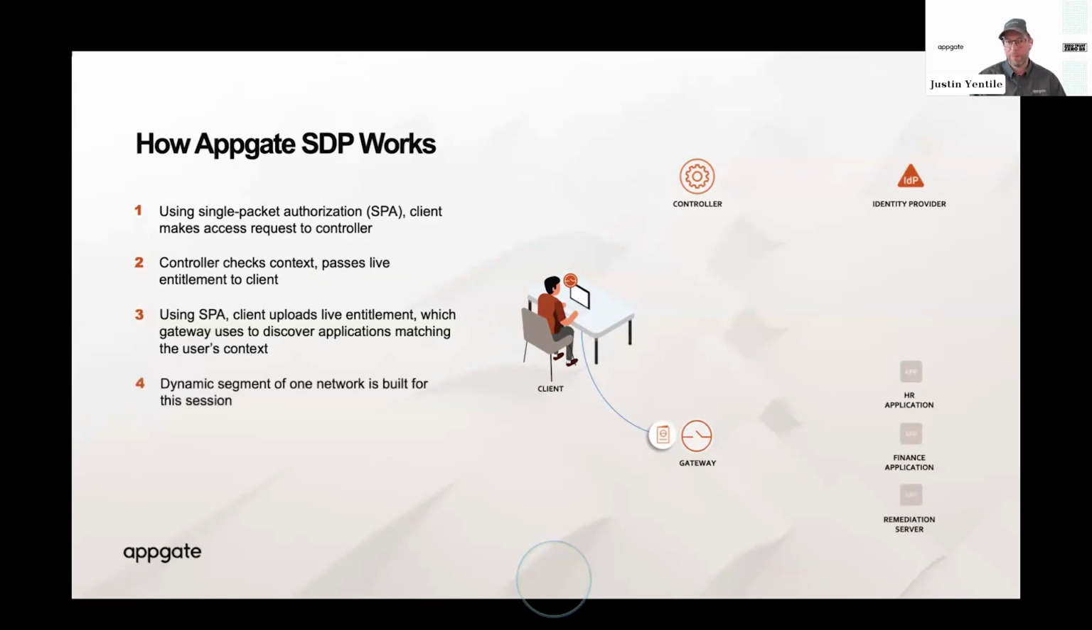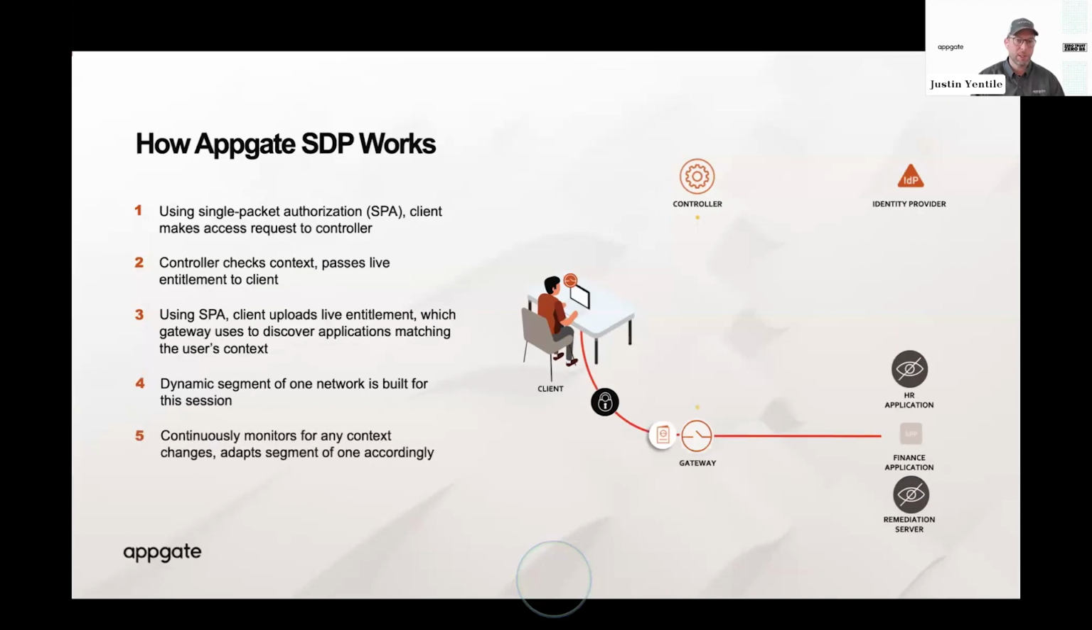And then ultimately a dynamic segment of one is built where the traffic is encrypted from the client to the gateway, and the user is allowed to access only the protected application to which he or she is entitled, while all of the other applications remain completely invisible in accordance with the principle of least privilege. Throughout the duration of the session, Appgate will also continuously monitor for any change in context, and if necessary, it can dynamically adapt the segment of one. So we can dynamically revoke access and even redirect the user to some sort of self-remediation resource as necessary.